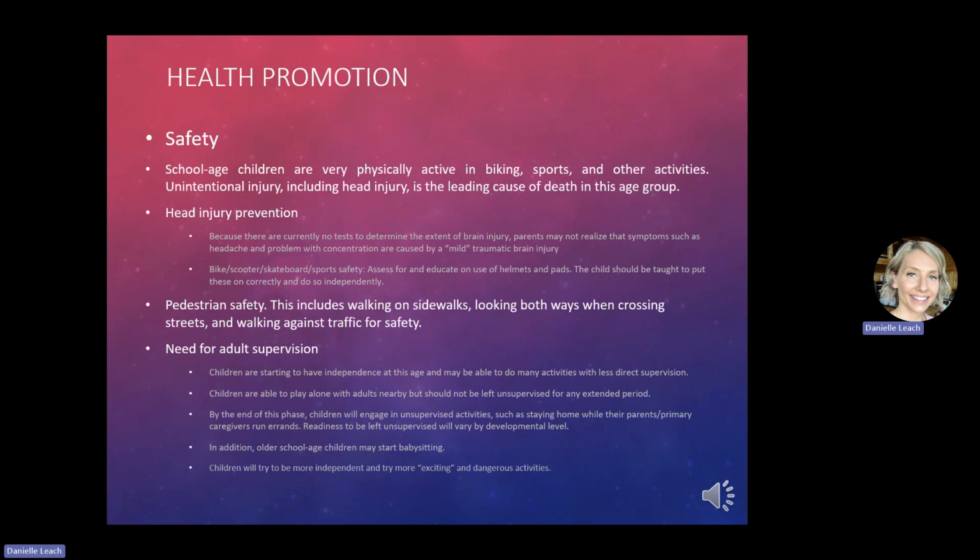Children of this age, especially older children in this age group, more like the 11 and 12-year-olds, are starting to have more independence, and they might be able to do more activities alone and do things like stay at home alone. But we don't want to leave them at home alone for any extended periods of time or overnight. They may also be able to start babysitting, especially younger siblings. Again, not for extended periods of time, but for quick trips.